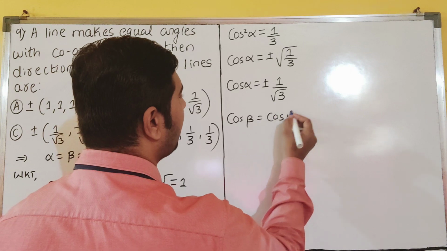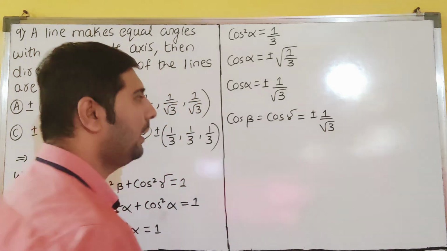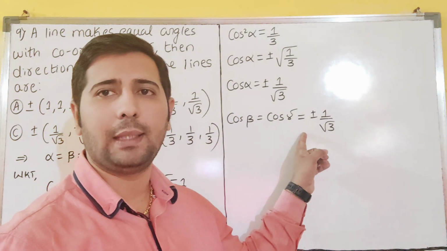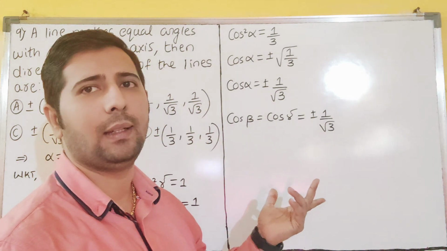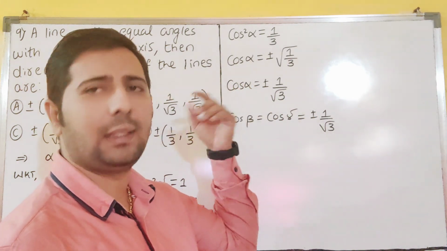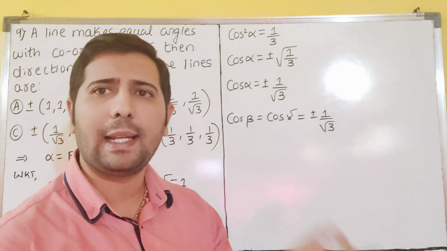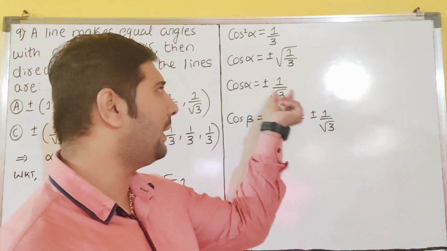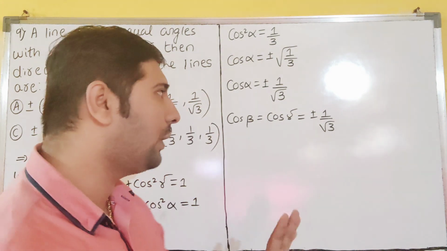Cos beta and cos gamma are also the same. Why? Because their angles are same. Whatever the angle is, whether cos 45 or 75, whatever it is, we will get the same answer, because all the angles are the same. It means cos beta and cos gamma will give the same answer, dear students.